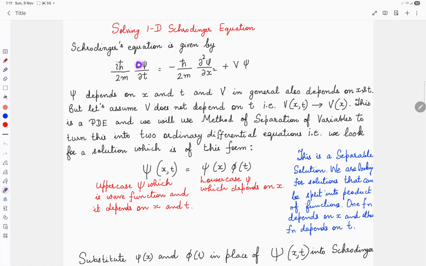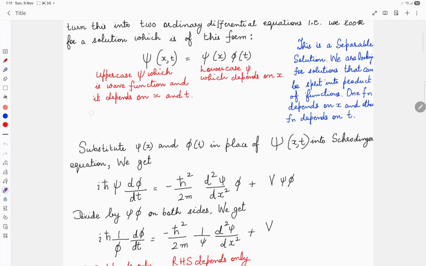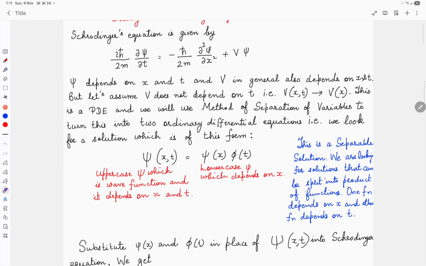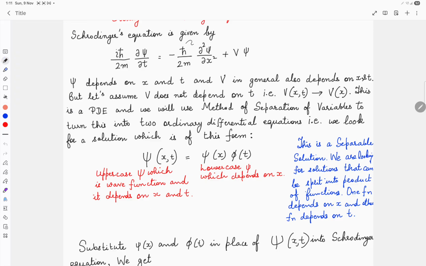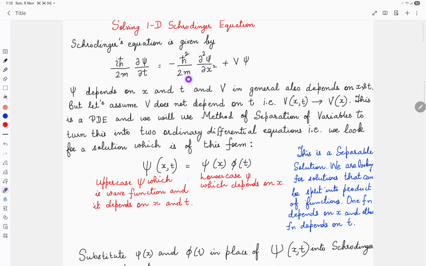This is the time derivative of the wave function, and this is equal to minus h cross square by 2m del square of psi with respect to del x square, plus V psi.